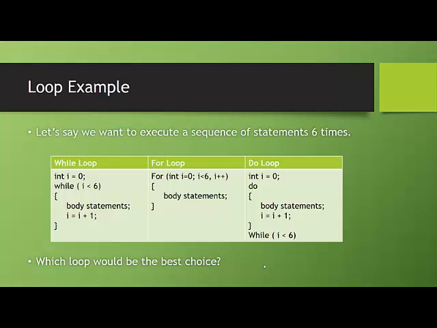We're going to execute the body statements once. We're going to increment our counter variable by 1, and then we'll test whether i is less than or equal to 6. And we'll continue doing that until i is 6 or greater. So which type of loop actually is the best choice when we know we want to do the series of statements 6 times?